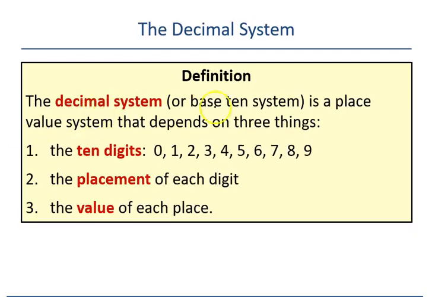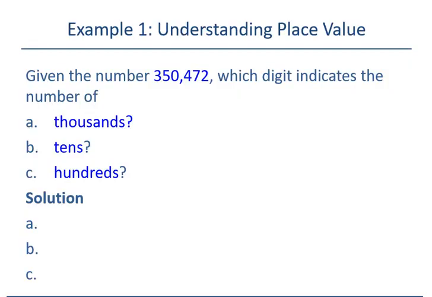Okay, the decimal system, or the base 10 system, which is what we base our number system on, is a place value system that depends on 3 things. 1, the 10 digits, the ones we all know, 0, 1 through 9. And the placement of each digit is number 2. And 3, the value of each place, which we're going to see plenty of. You're going to get plenty of examples through this, and you'll understand more what this is talking about, especially for 2 and 3.